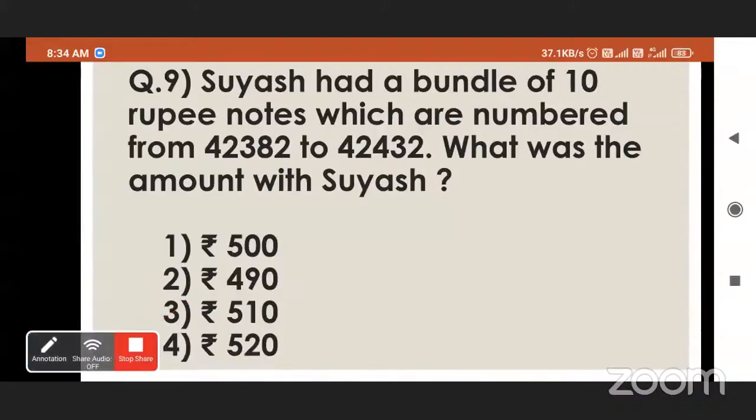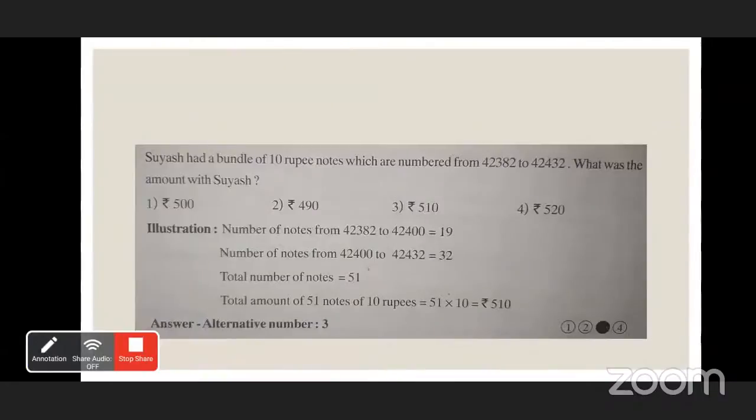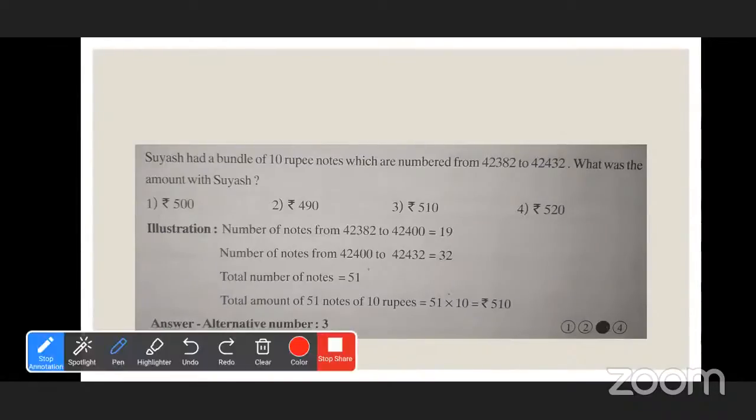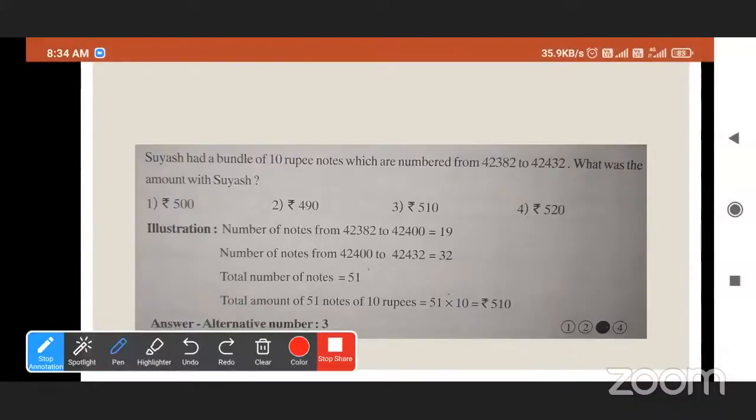Good. See here, illustration is given. Number of notes from 42,382 to 42,400 is 19. And number of notes from 42,400 to 42,432 is 32. So the total number of notes is 51. So total amount of 51 notes of 10 rupees is 51 multiplied by 10, that is 510. So the third one is right answer.